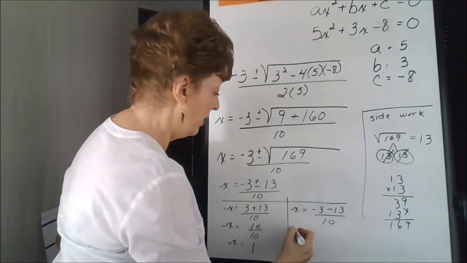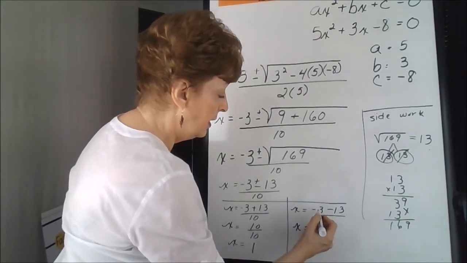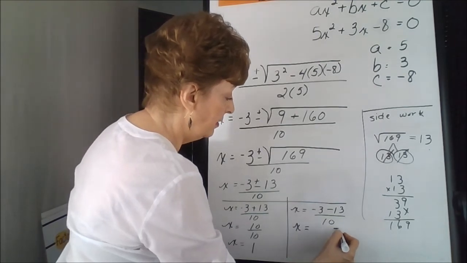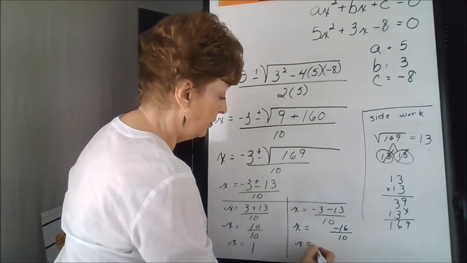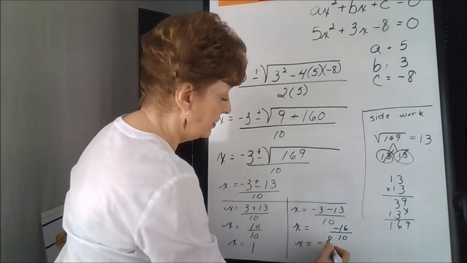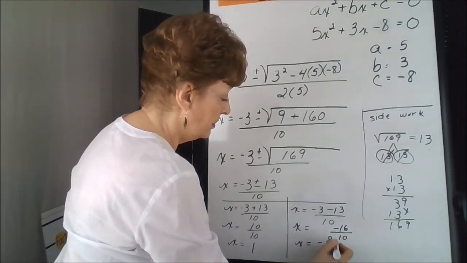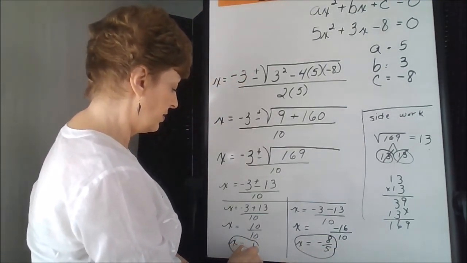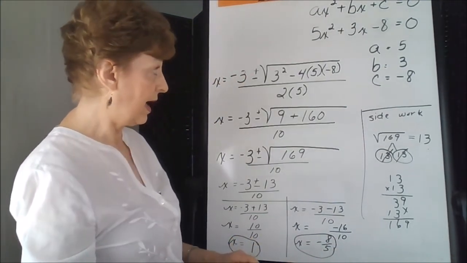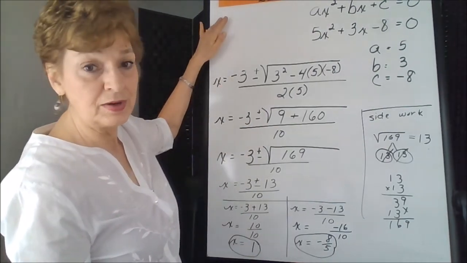Over here, we have x is equal to negative 16 over 10. X is equal to negative 8/5. So here's one of our answers, and here's the other one of our answers. And that is using the quadratic formula.